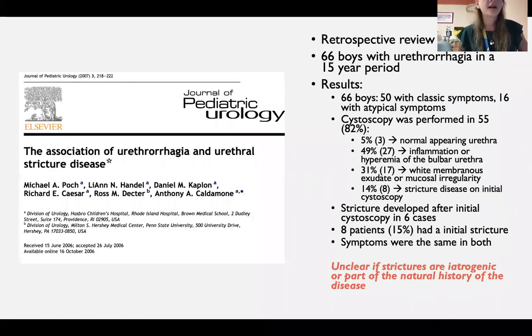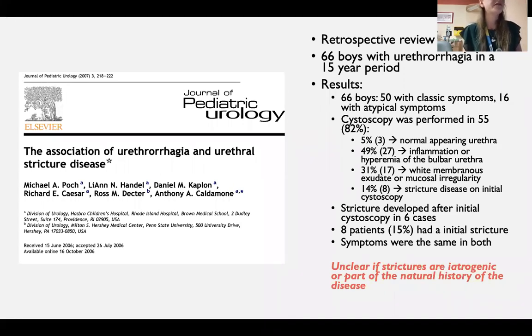This is another paper that actually focuses a little bit more on urethral regia and urethral strictures. It's a retrospective review of 66 boys with urethral regia in a 15-year period. And they report that out of the 66 patients, 50 of them presented with classic symptoms of blood spotting in the underwear or terminal hematuria, while 16 patients presented atypically, and by this they meant gross hematuria, dysuria, or meatal stenosis and obstructive symptoms.